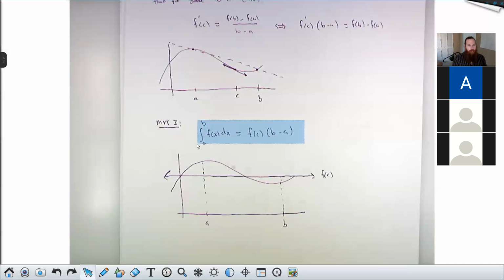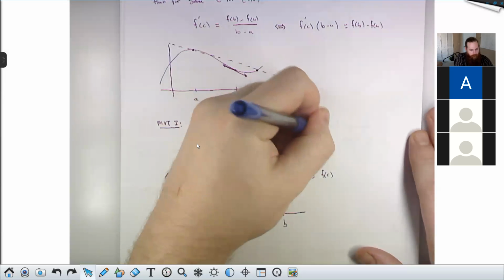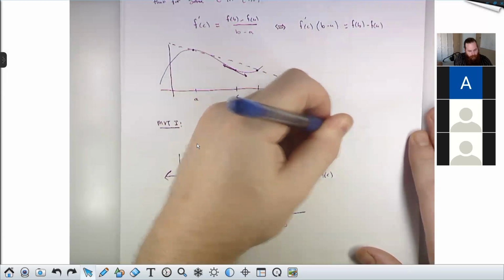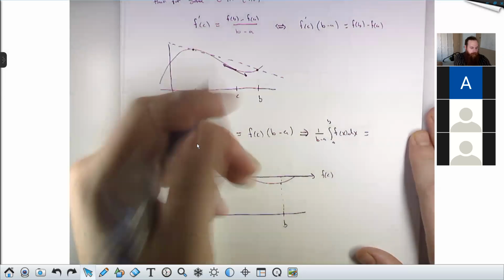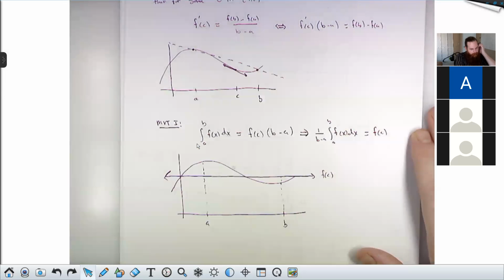And of course, if you divide both sides here by b minus a, the object that shows up on the left, this is f_av.